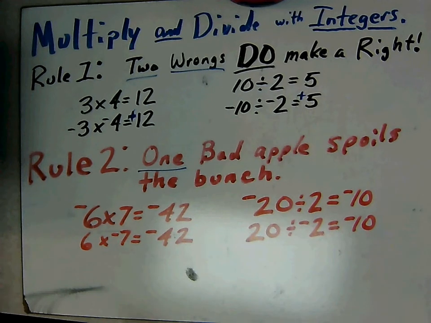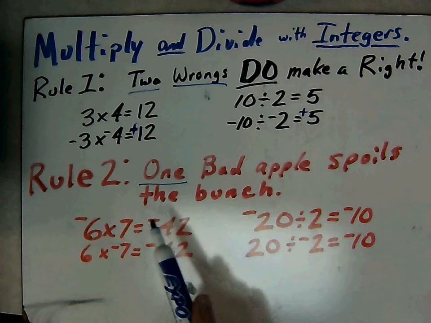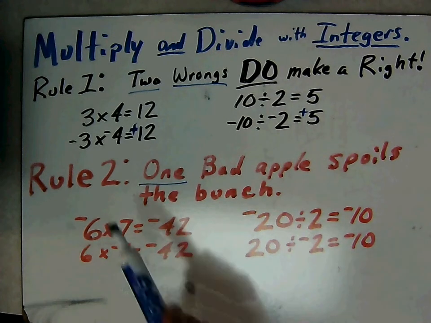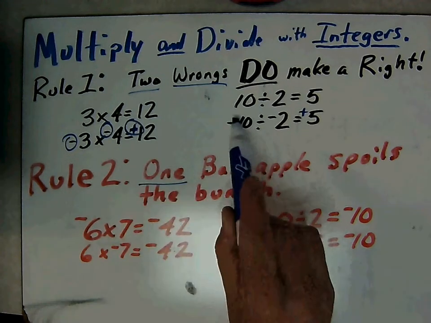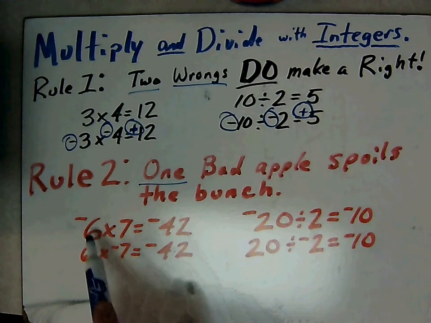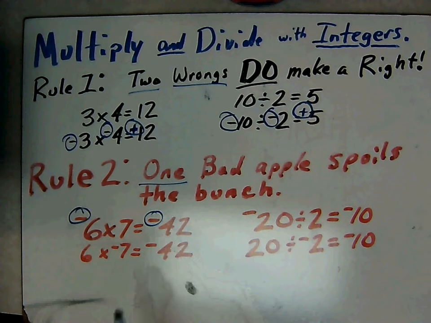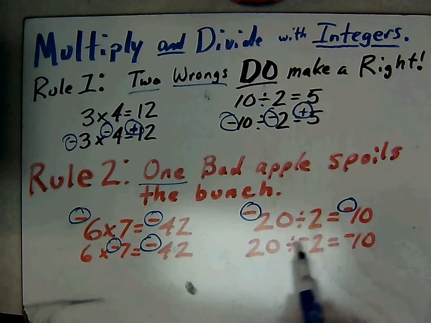Alright? So, two things to remember. Two wrongs makes a right. One wrong makes a wrong. Two wrongs makes a right. One wrong makes it wrong. Okay? Alright. Let's look at a couple and see how you do.